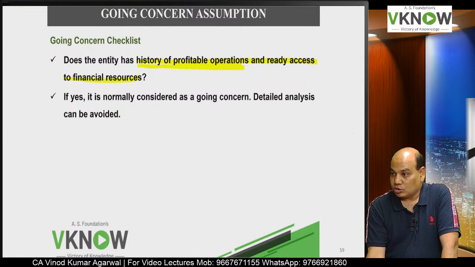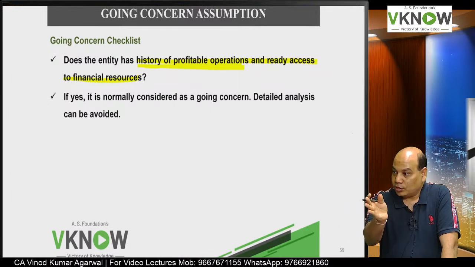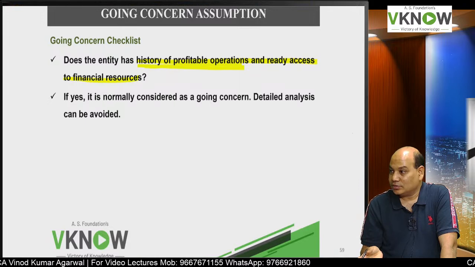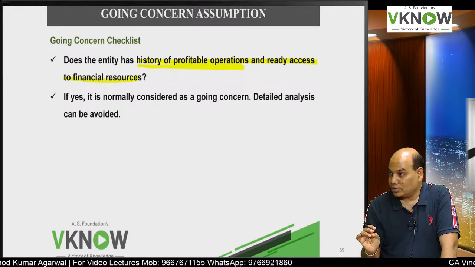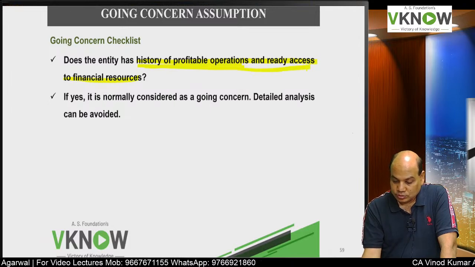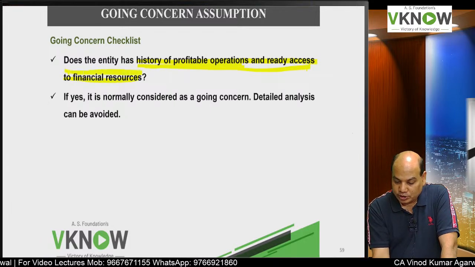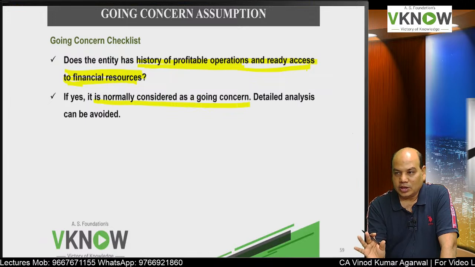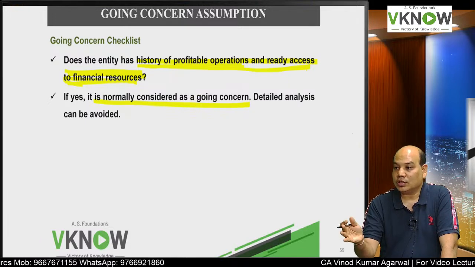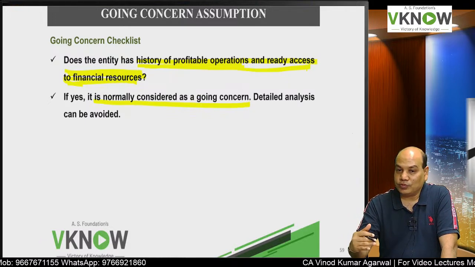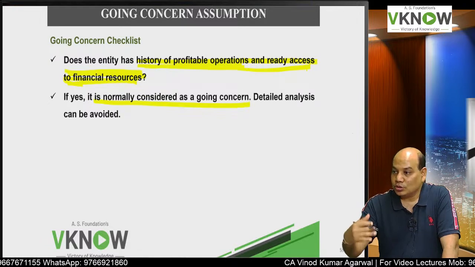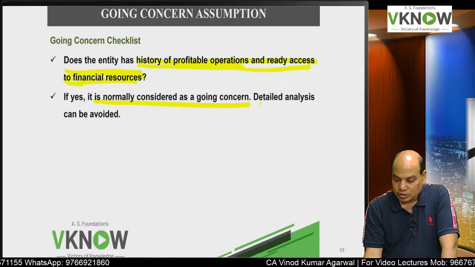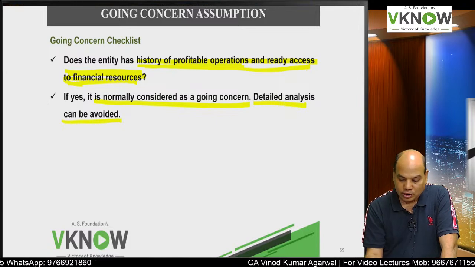This Zomato is also making losses. From the incorporation till date, have they made profit? But they are still going concern. They have access to funding. They have raised money by issuing equity share. If yes, it is a going concern. Loss-making company does not mean it is not a going concern, as long as it can prove that it has enough resources to continue. Detailed analysis can be avoided.